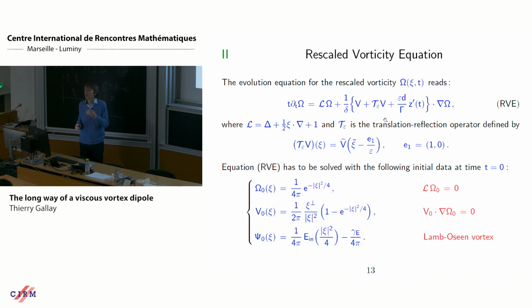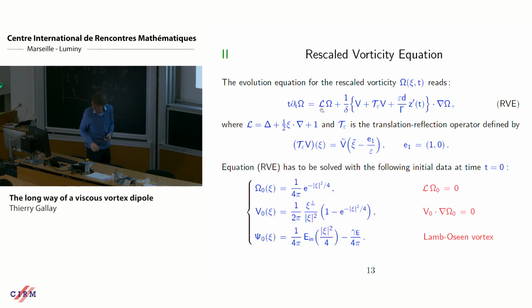Question: with which initial data? You cannot choose your initial data because it is not a regular Cauchy problem at t equal to 0. When you put brutally t equal to 0 in this equation, what do you get? t dt goes to 0.